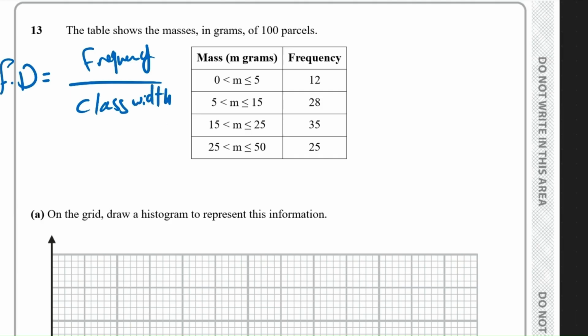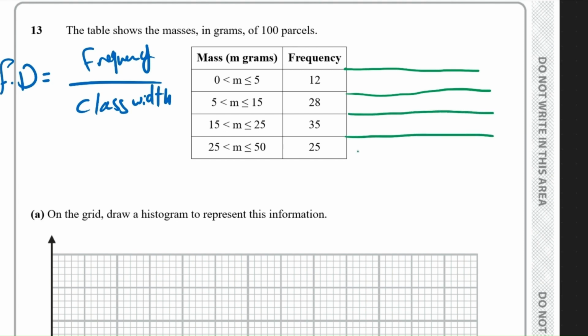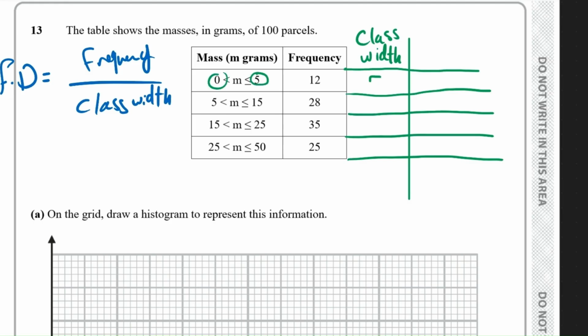So what is the class width for the first one? If I extend the line here and this line and this line, I write this as a class width. Class width here: 5 take away 0 is 5, so it's 5. And then 15 take away 5 is 10. And 25 take away 15 is 10. And 50 take away 25 is 25.